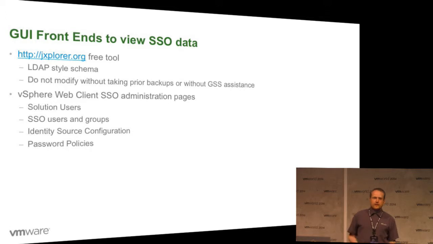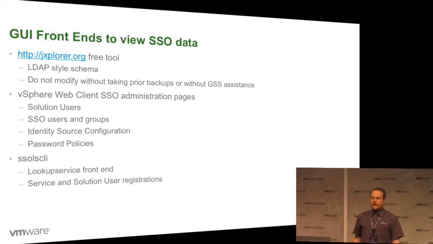There is a third interface that can be used, especially during troubleshooting and when you're manually replacing certificates within SSO, and that would be the SSO-LS CLI. It's basically a GUI front end for the lookup service. Each component that actually registers in SSO and can be displayed via the web client has to register with the lookup service. This can be done manually, and also can be done to repair broken certificate deployments to get them back into a working state. And you can also register and unregister services and solution users in here.